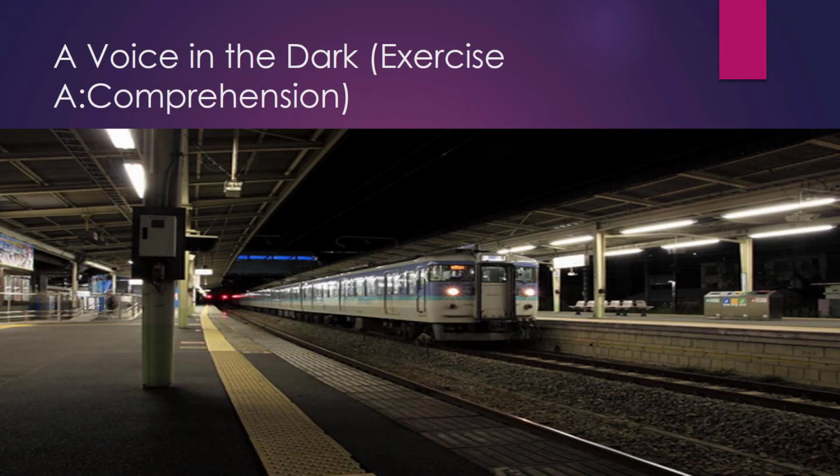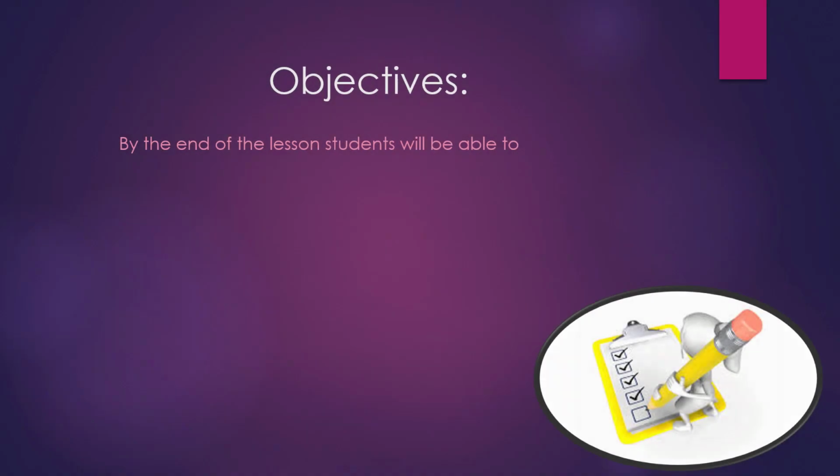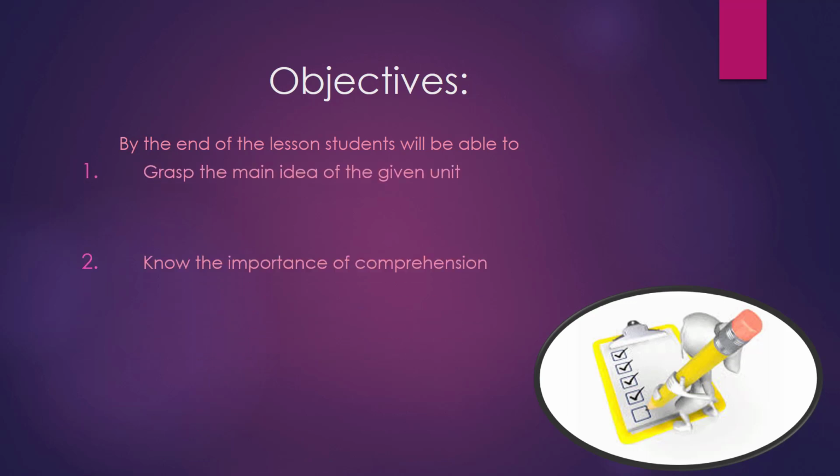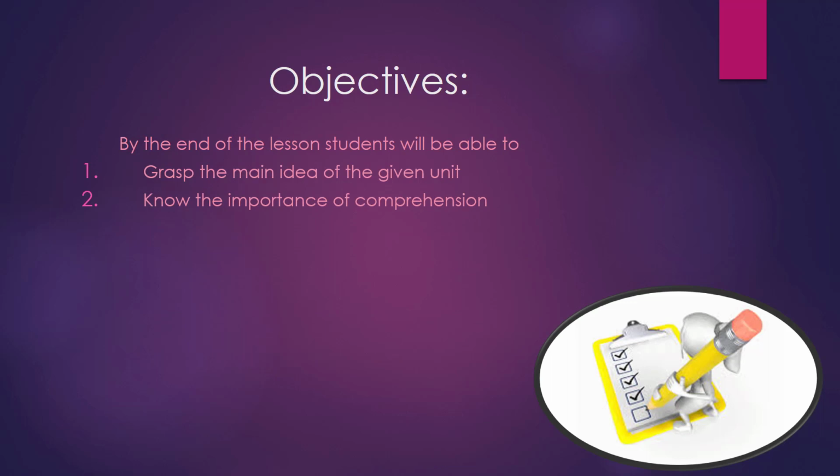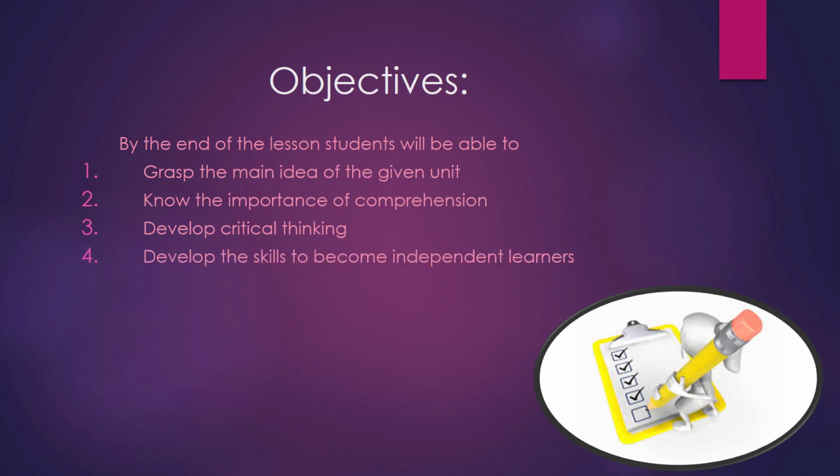In this lesson, you would be solving a comprehension exercise based upon the previously learned unit, A Voice in the Dark from Oxford Modern English. Let's discuss the objectives of the lesson. By the end of the lesson, students will be able to grasp the main idea of the given unit, know the importance of comprehension, develop critical thinking, develop the skills to become independent learners, and answer the given questions appropriately.